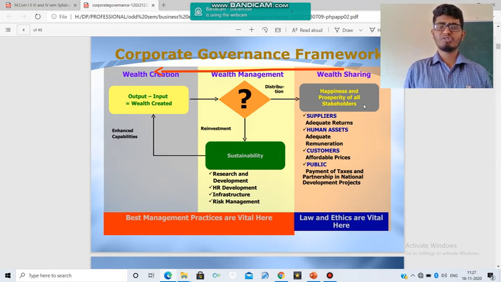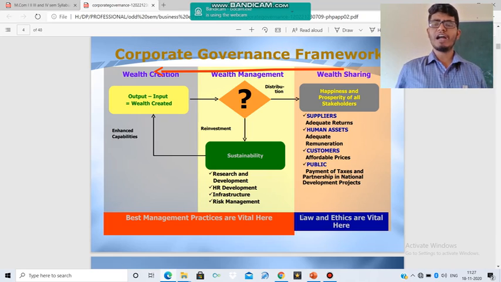If you have understood this framework, you can understand corporate governance easily. In fact, these three steps are also treated under corporate governance itself, but wealth creation and wealth management come under the best management practices, and wealth sharing comes under the law and ethics of the business. So the combination of the best management practices and law and ethics is treated as corporate governance. So what are the needs of that?